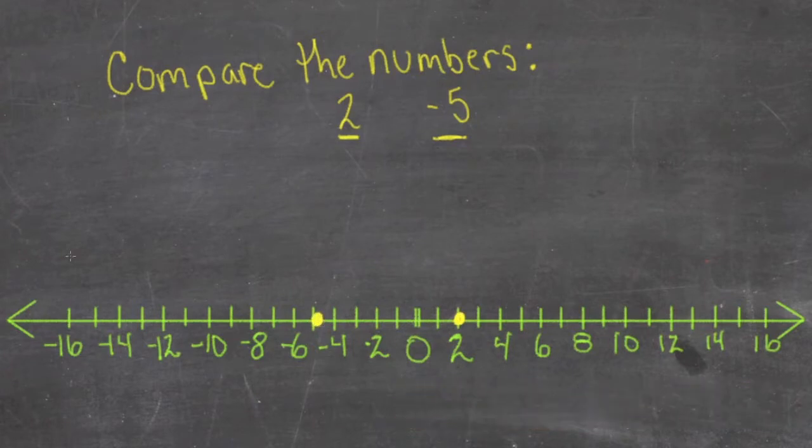When we're looking at the number line, the farther you are to the left, the more negative you are, or the smaller you are, and the farther you are to the right, the more positive or larger you are. So comparing these two numbers, we can see that since negative 5 is farther to the left, it's a smaller number than 2 is. So if we're going to compare these two, we would say that 2 is larger than negative 5, or we could say that negative 5 is smaller than 2.